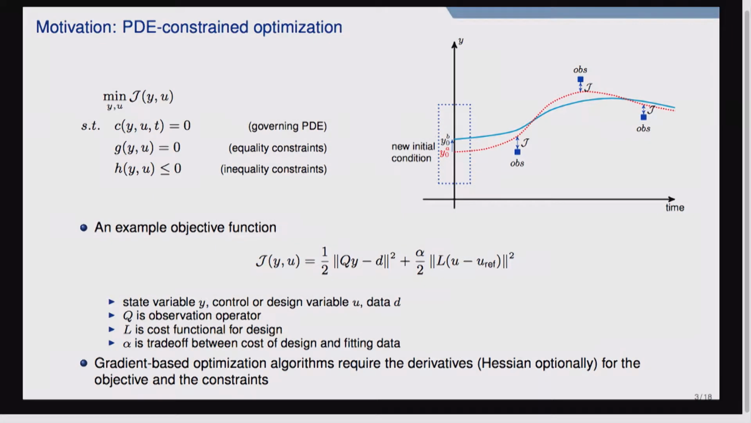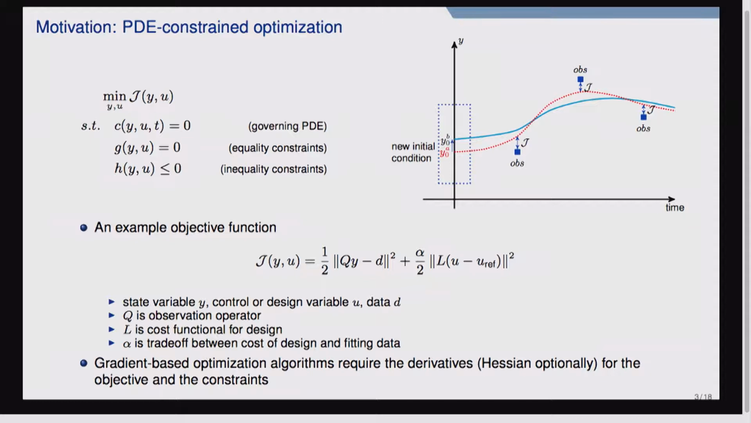PDE constraint optimization is an increasingly important problem in DOE applications. In such problems, the objective depends on system states, which can be only obtained by solving a PDE. So for example, in the data simulation problem, we have a base simulation, which obviously doesn't match the observation data. So we want to come up with a new initial condition to minimize the discrepancy between the new prediction and the observation data.